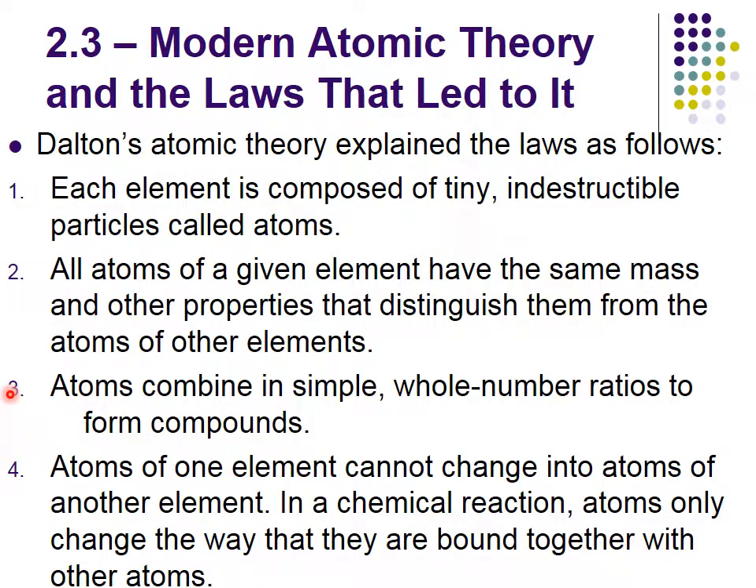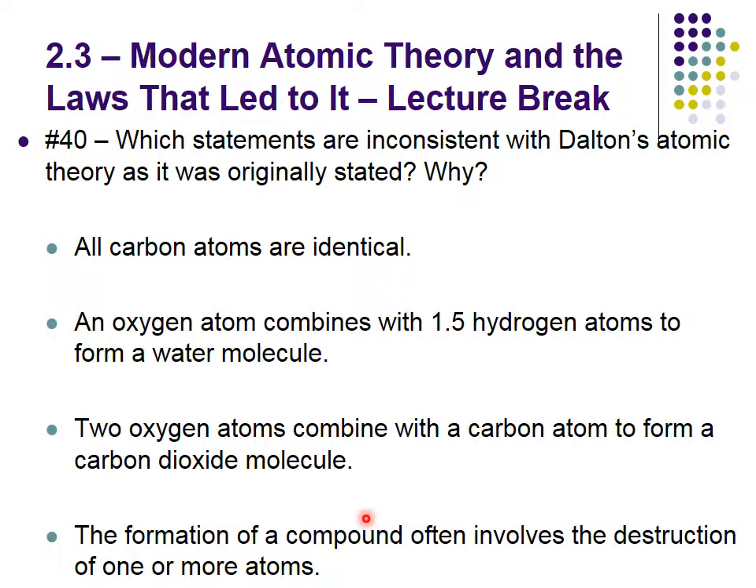Atoms combine in simple whole number ratios to form compounds. So this is very similar to the law of definite proportions. And number 4 says atoms of one element cannot change into atoms of another element. In a chemical reaction, atoms only change the way they are bound together with other atoms. So we can't turn lead into gold, is what this is saying. Now specifically this says in a chemical reaction. In nuclear reactions, atoms can change what type they are, and that's something that you will talk about in Chem 1B.